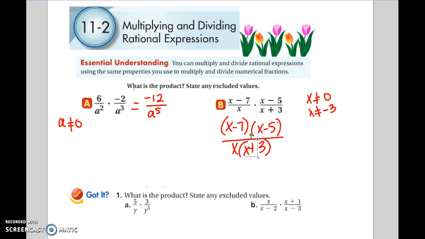Okay, go ahead and try B at the bottom here. Go ahead and check your answer.